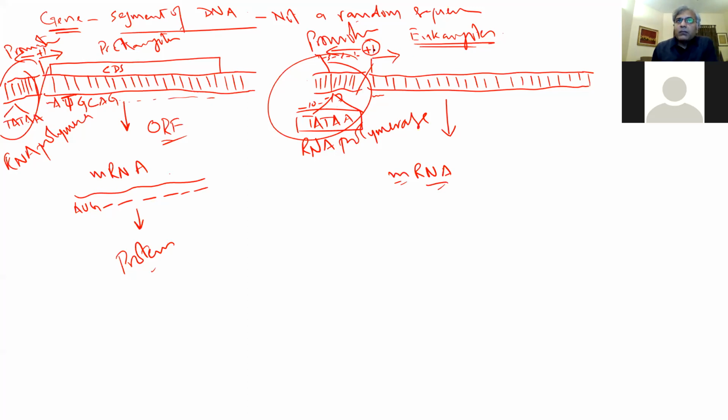Below the downstream of plus one, in case of eukaryotes, there is no continuous open reading frame. The coding sequence is disrupted. So there are coding regions which we name as exons. So the nucleotides of DNA which will be part of exons are encoding some amino acids. They contain the hidden message in the DNA.